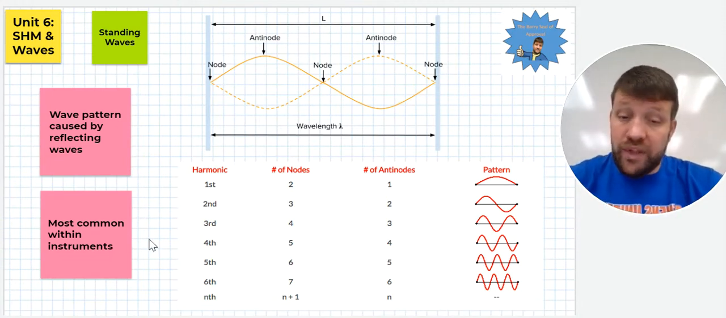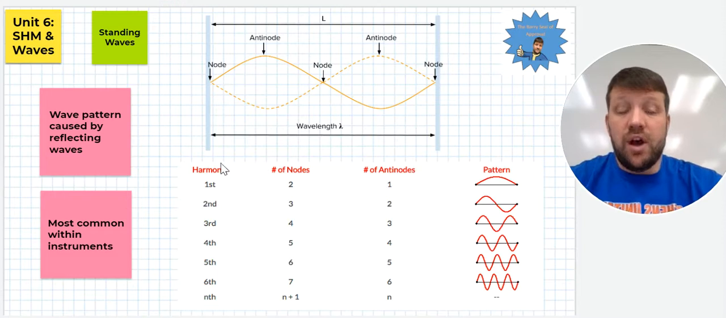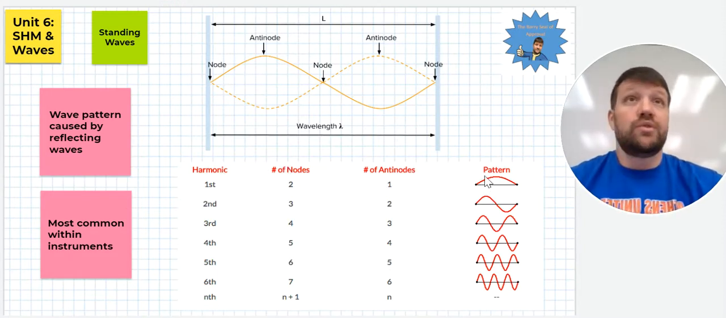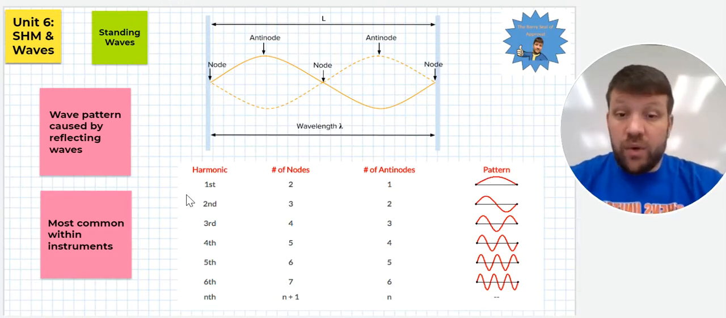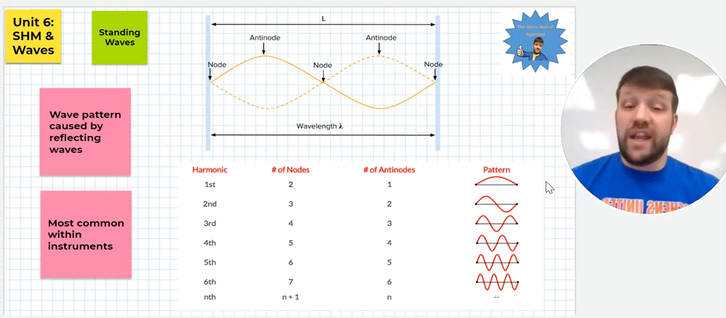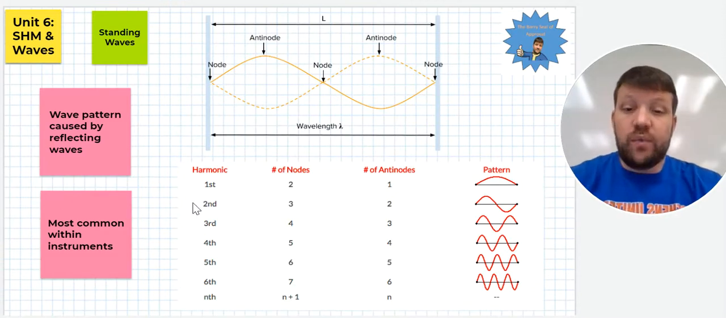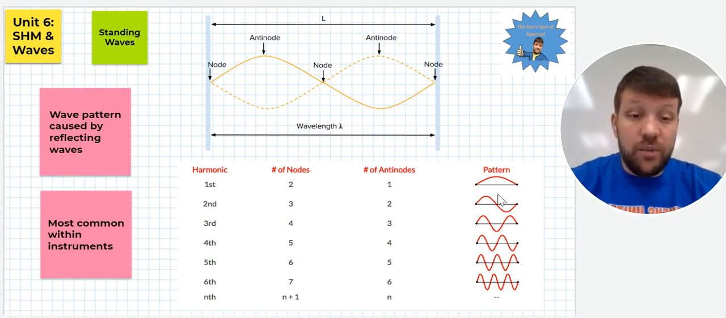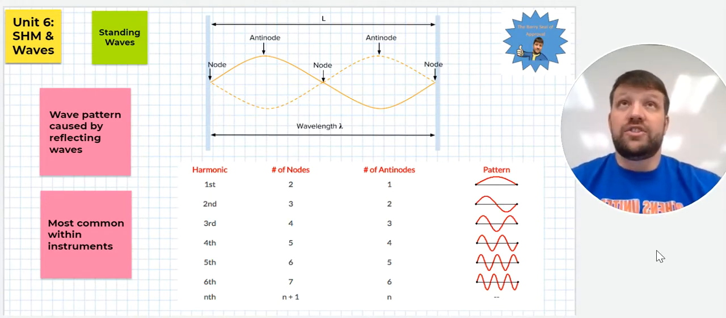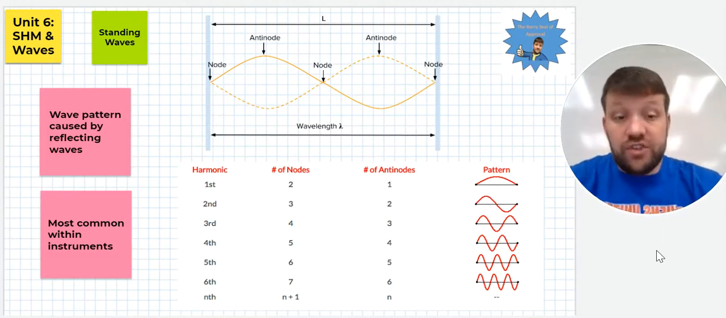And so this is most common within instruments, and it's going to be based on how many nodes and antinodes are present. So if we don't touch any keys on a saxophone, we're going to have likely our first harmonic here. It's going to be a long wavelength because we're not closing any parts of it to keep that standing wave within it. Whereas if we were to change the keys that we were placing, we could go into the second and third and fourth harmonic, and we would change the actual length of the standing wave within the instrument, and that's what would change the sound of it as well.